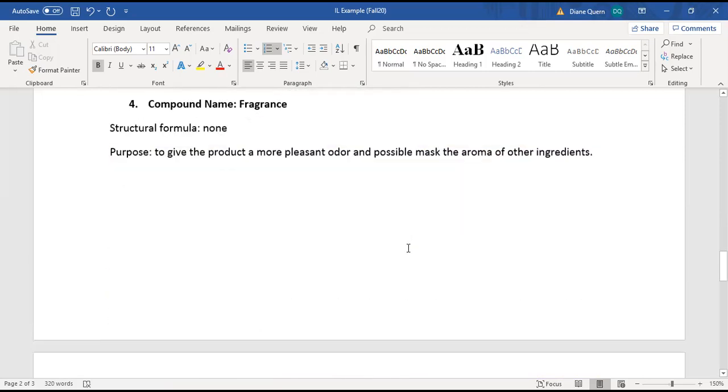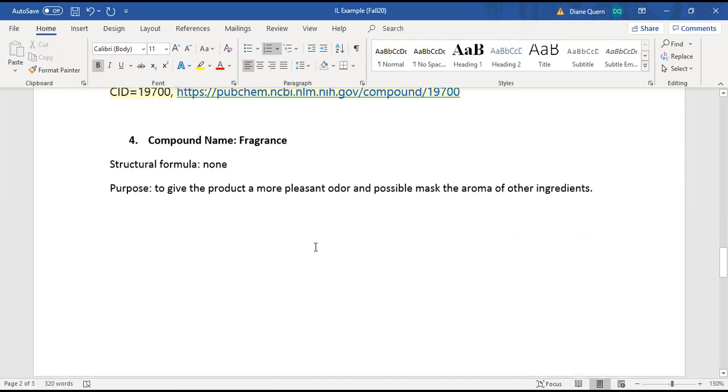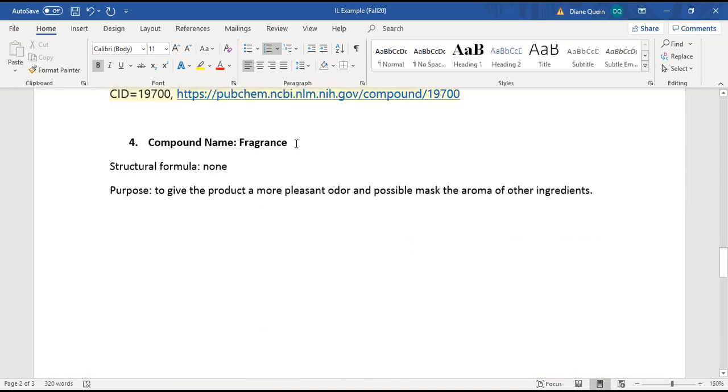The other ingredient that I wanted to talk about is fragrance, because a lot of your products that you choose might have a fragrance in it. Now, fragrance is an ingredient that you cannot characterize. So if you ever get to an ingredient that you can't characterize, still include it in your paper, include it in your analysis. You wouldn't be able to answer any of the characterization questions except for the purpose.